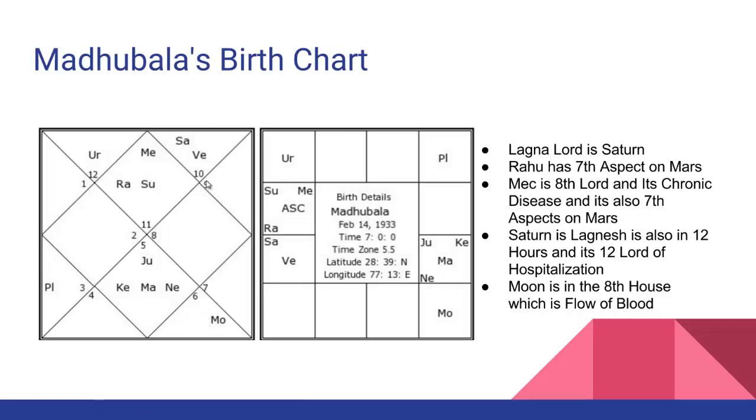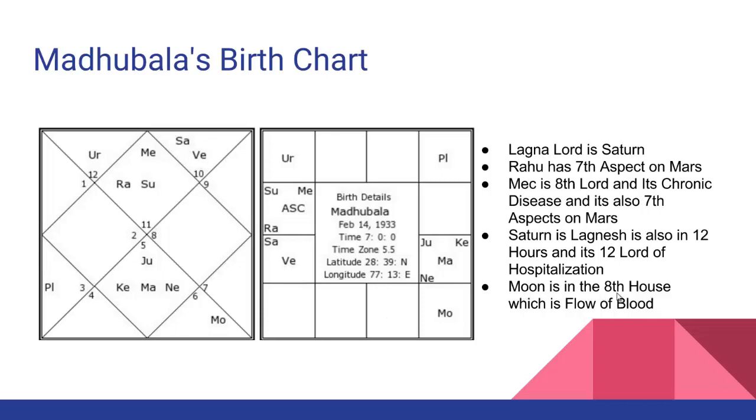Next thing we can see is that Saturn, the Lagnesh, is also in the 12th house, the house of hospitalization. Saturn is owning the first house as well as the 12th house. The 12th house gives you hospitalization, which is one of the significances of the 12th house. So Saturn is deposited in the 12th house, which means it can give you hospitalization.